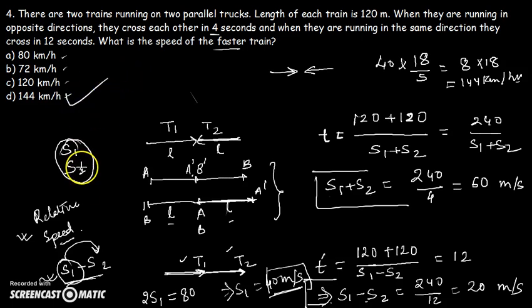I hope you understood the method. It is simple. When they are moving in the same direction or they are moving in the opposite direction, the total distance covered is 120 plus 120 in each of the cases. Okay, it doesn't matter which direction they are moving. The length to be covered will be the sum of the lengths of the two trains. Okay, and what will be the speeds? Since both the trains are in motion, we'll have to talk about relative speed. If they are going in the opposite directions, relative speed will be the sum of the speeds of the trains.